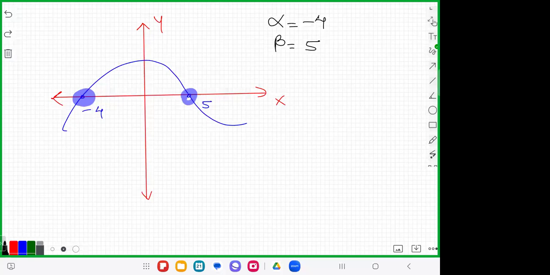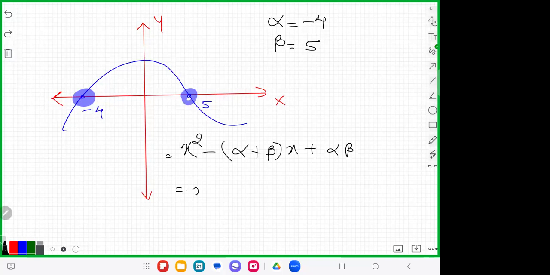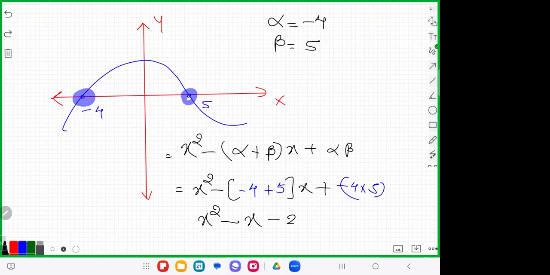So how can you make a quadratic polynomial? What is the formula? X square minus alpha plus beta into x plus alpha beta. So here you will get x square minus alpha plus beta. What is alpha? -4 plus beta, beta is equal to 5. So x square minus -4 plus 5 into x plus alpha beta. What is alpha into beta? -4 into 5. That is x square minus x minus 20. So that is the answer: x square minus x minus 20.